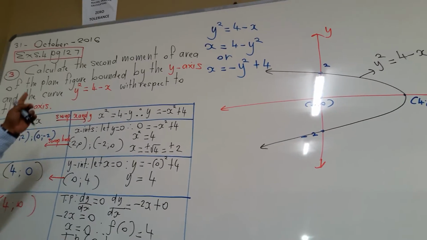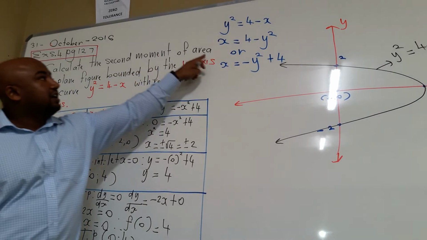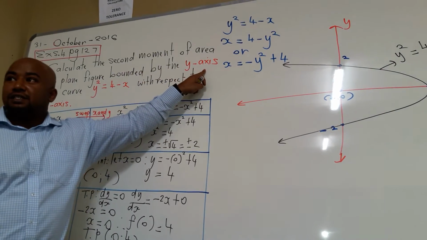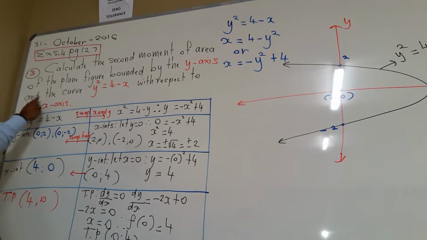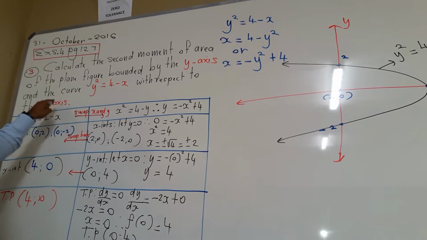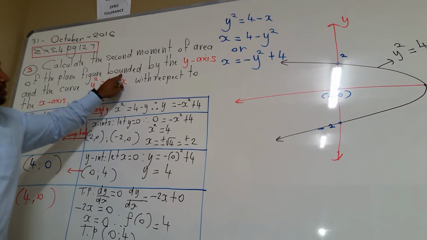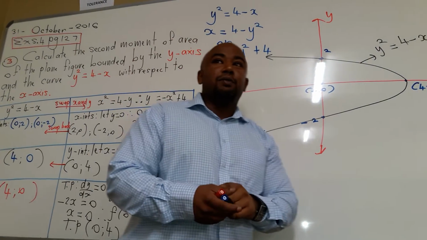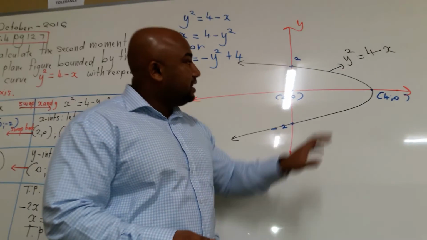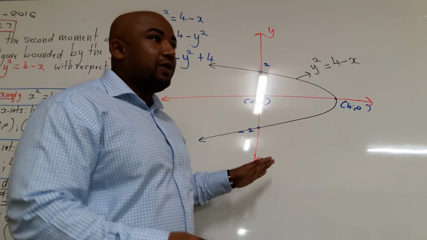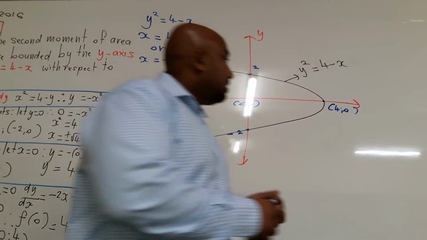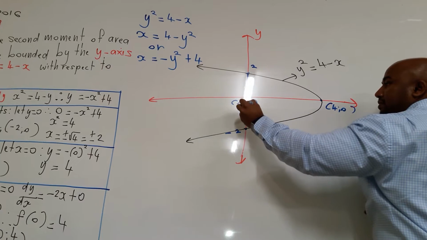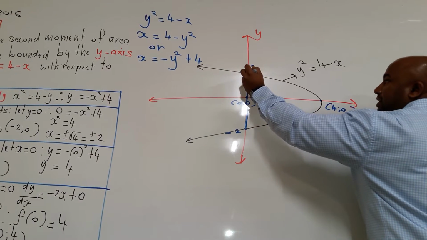Let's read the question. Calculate the second moment of area of the plane figure bounded by the y-axis and the curve with respect to the x-axis. The main thing is bounded by the y-axis and the curve. So where is the area that we are talking about? There's a curve here and the y-axis. Can you see the area? This is the area. Here's the y-axis here, and there's a curve.